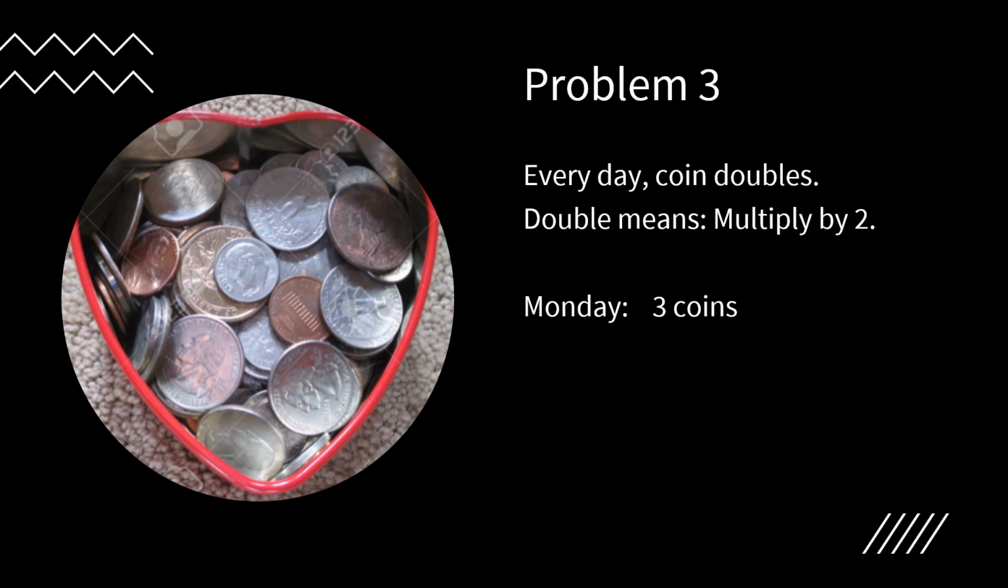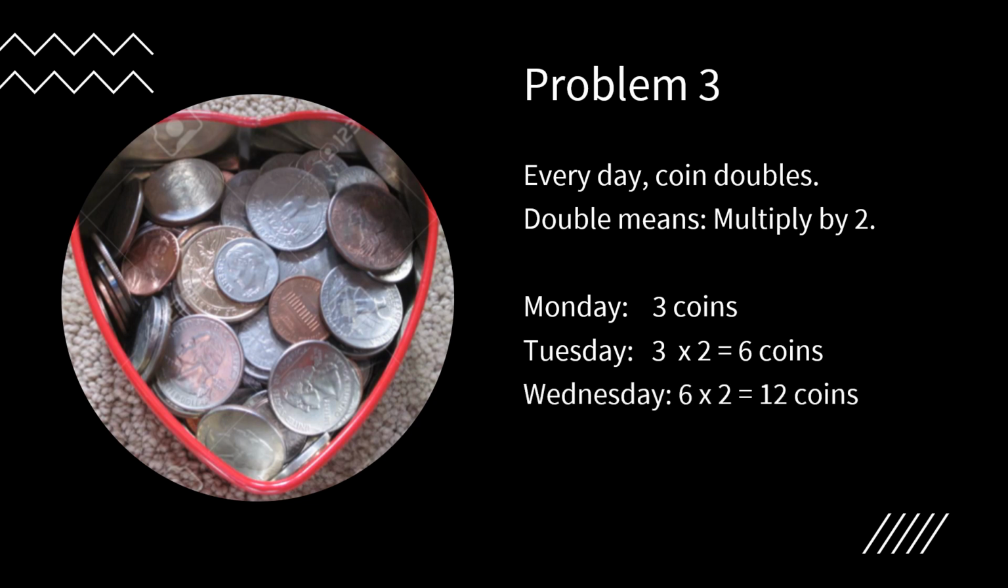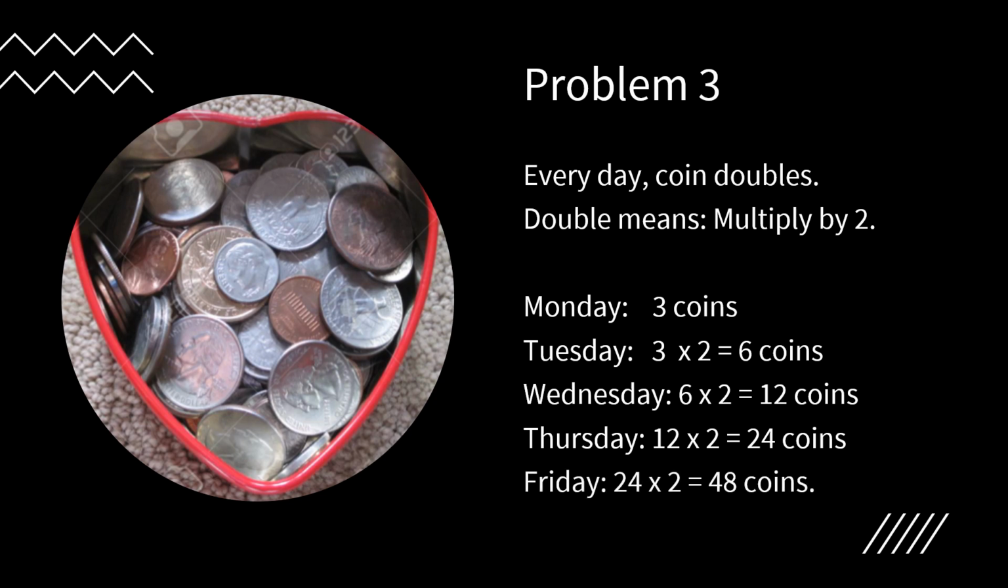On Monday Ricky puts 3 coins in the box. So what will be the number of coins on Tuesday? That will be doubled. So 3 multiplied by 2 is 6 coins. What happens on Wednesday? The coins multiply again by 2. So 6 coins become 12 coins. What happens on Thursday? 12 coins double again and become 24 coins. And what happens on Friday? The 24 coins double again and it becomes 48 coins. So how many coins will Ricky see on Friday? He will see 48 coins.